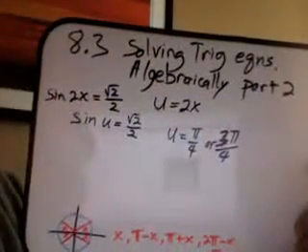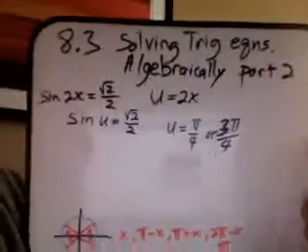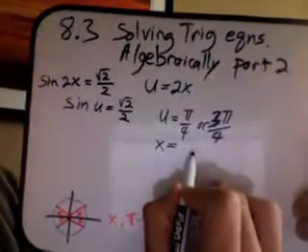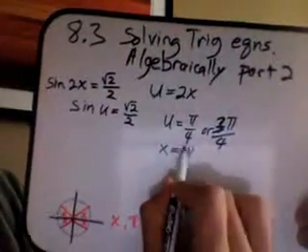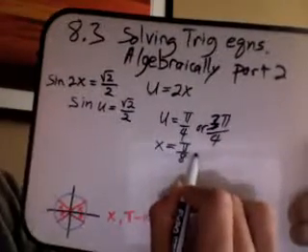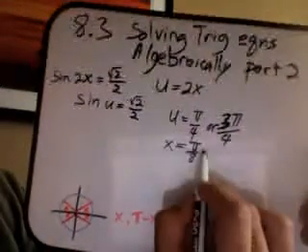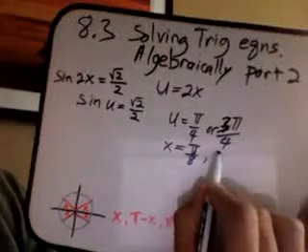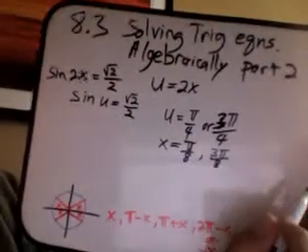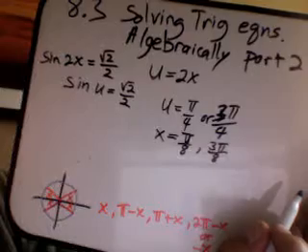But we don't want u. U is something we just made up. If u is this or this, x has got to be what? Well, half as much, right? U is twice as big as x. So if u is pi over 4, x is half of that, or pi over 8. If u is 3 pi over 4, x is half of that, or 3 pi over 8.